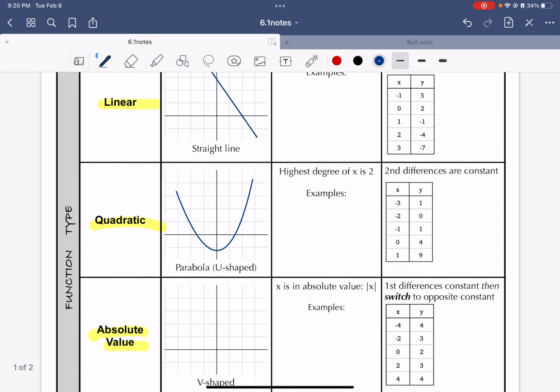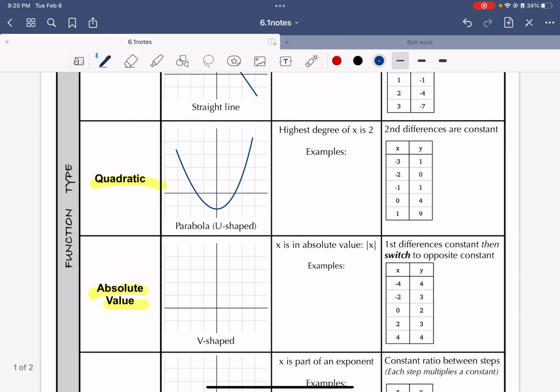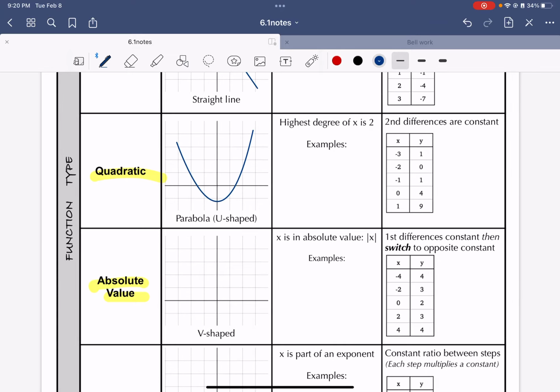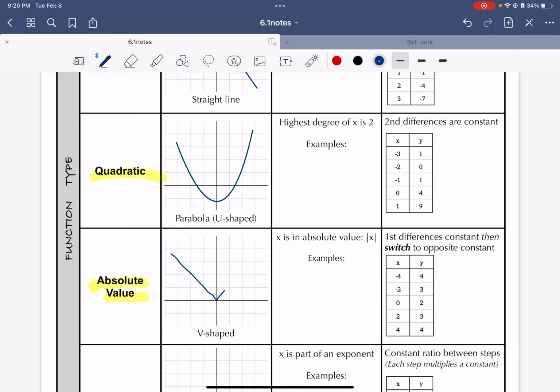All right, moving on, absolute value. It's probably been a while since you've seen some of these. They are V-shaped, so they're going to look something like this. All right, so again, they can be moved around. They could be moved around anywhere. Or, again, they could also, let me get my pen back. They could also be upside down. All right.